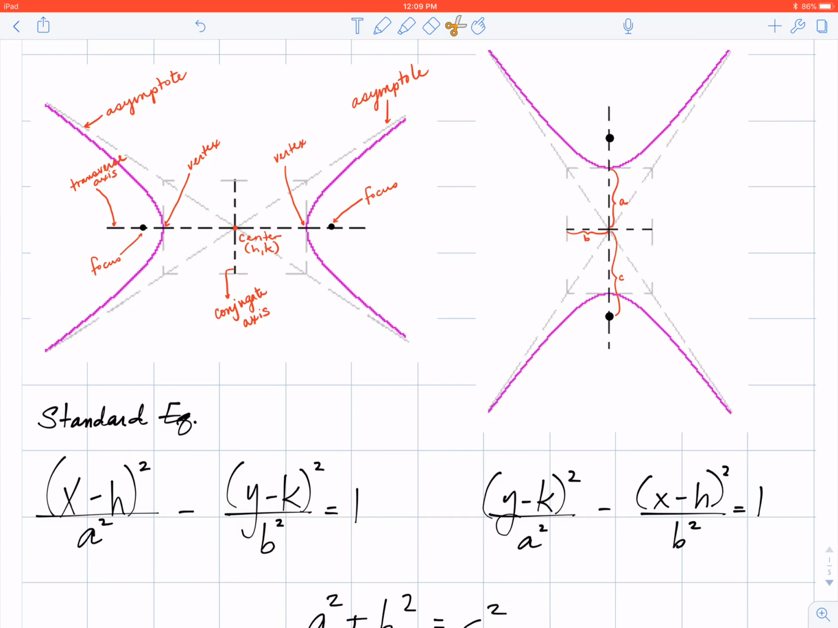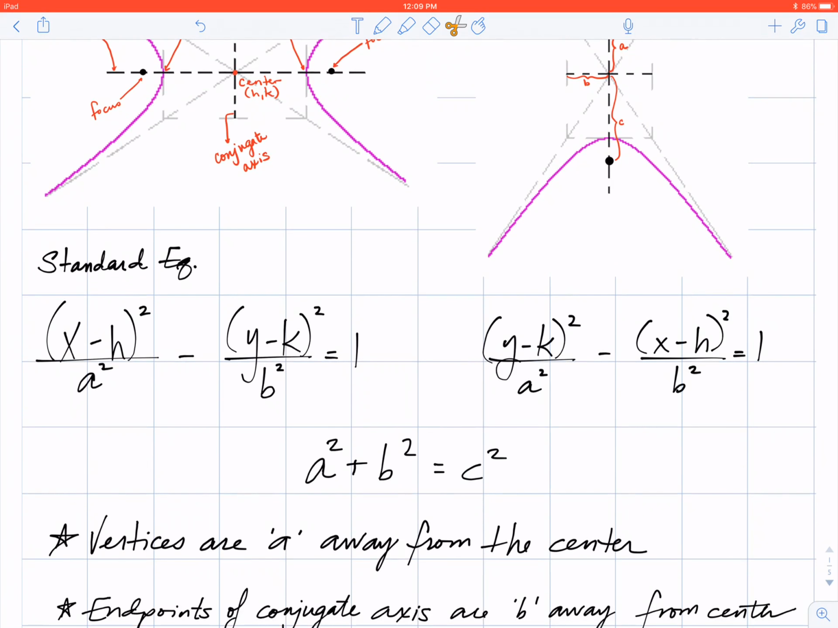The way that I tell the difference and match these up with my graphs: whenever x is in the positive fraction, then my hyperbola will open up horizontally, or along the x direction. Whenever my y value is in the positive fraction, then my hyperbola will open up in the vertical direction, or in the y direction. Just like in the ellipses, I also have my little equation for c. This equation is only going to matter when I'm dealing with focus points.